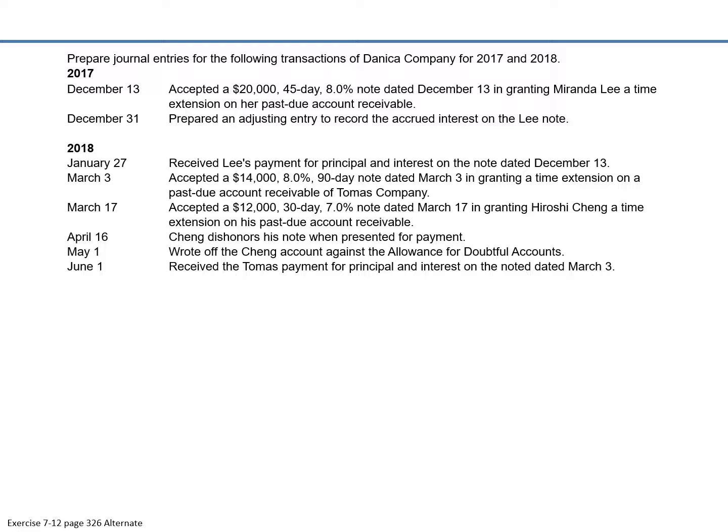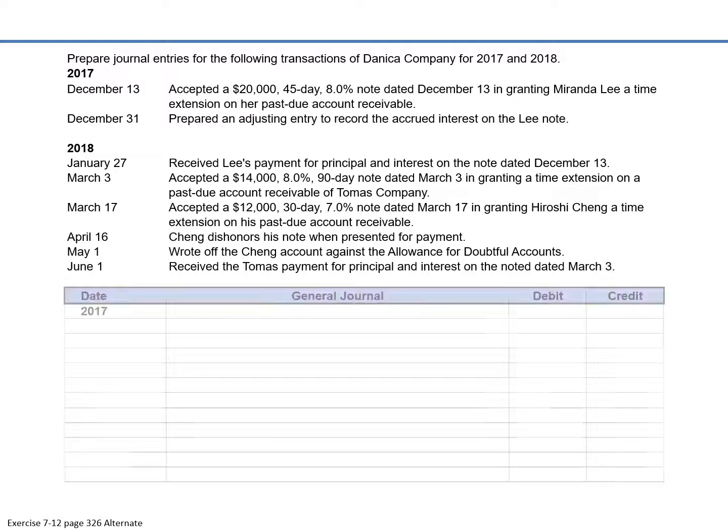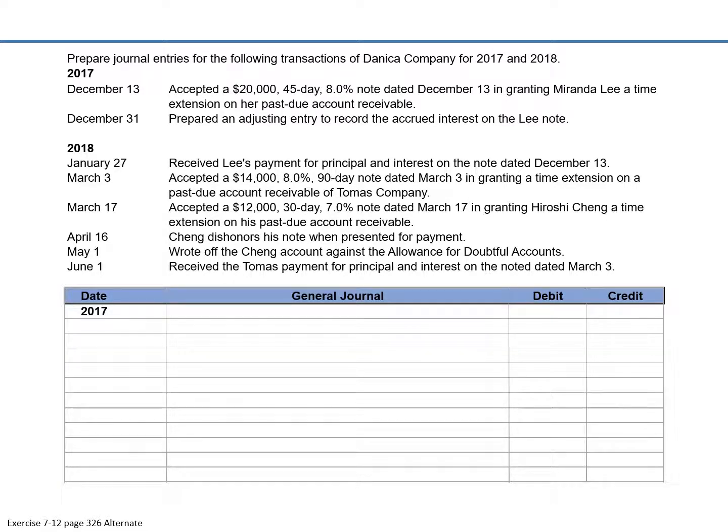All right, so our December 13th entry, we accept a $20,000 45-day 8% note. So we're going to record a note receivable for that $20,000. And we're going to reduce Ms. Lee's accounts receivable by $20,000 because they're giving her a note as an extension on her past due account receivable.